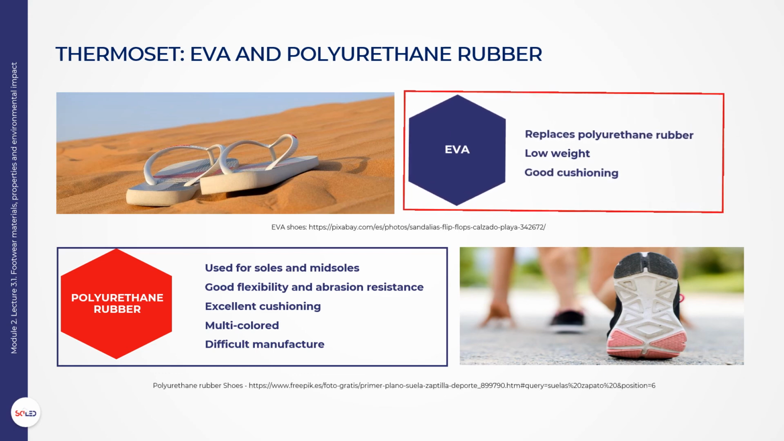Although polyurethane rubber has been the material of choice for midsoles for many years, it has now been surpassed by copolymers of ethylene and vinyl acetate, EVA, due to its lower weight, even 0.18 grams per cubic centimeter, maintaining good cushioning properties. The sustainability of EVA can be improved by using EVA residues as a component in the production of natural rubber, styrene butadiene rubber, or acrylonitrile butadiene rubber-based compounds.